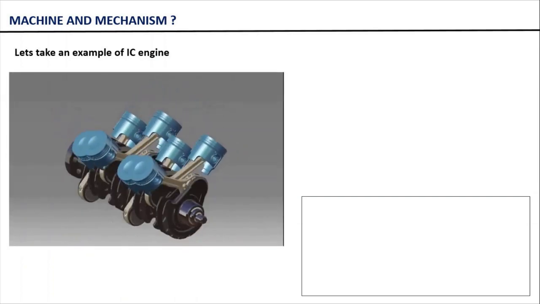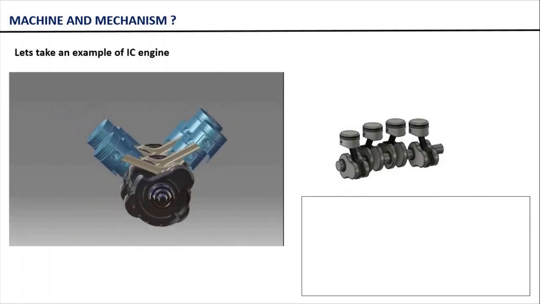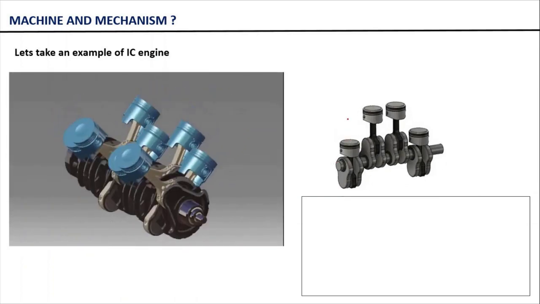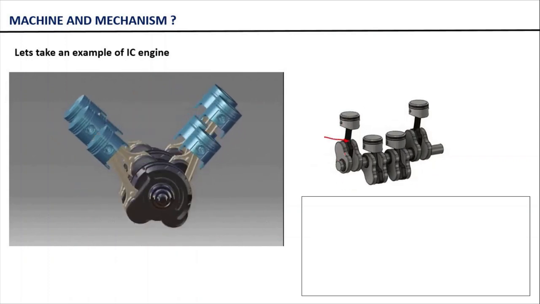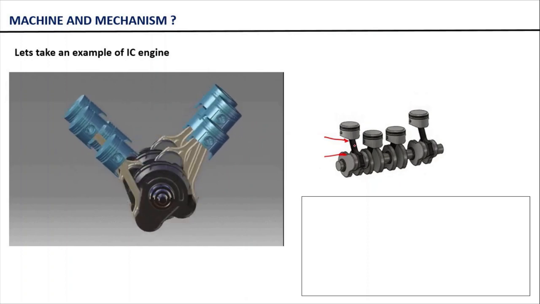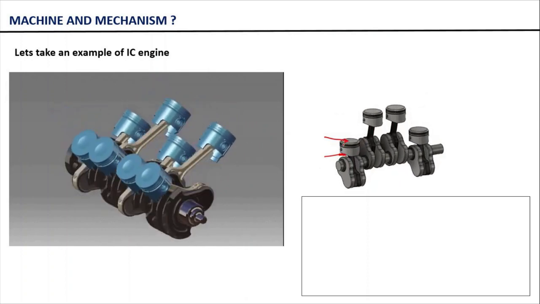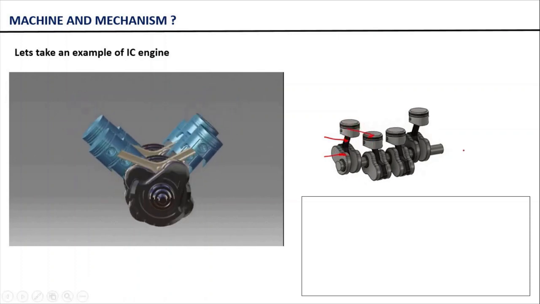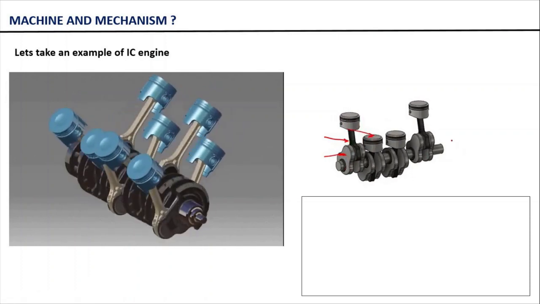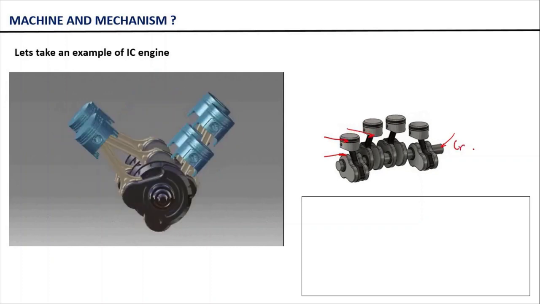Now let us take a simple example of an IC engine, right? Very simple example. We know that the basic components of an IC engine are, obviously, a piston, correct? Now you see here, this is basically the crank, and then this is basically your connecting rod, right? And now what is happening? This crank is mounted over this crankshaft, right?